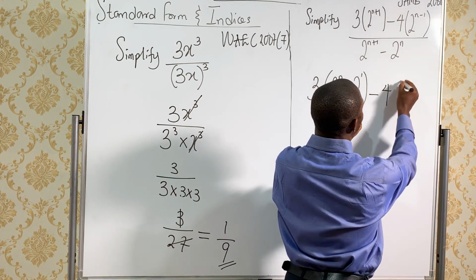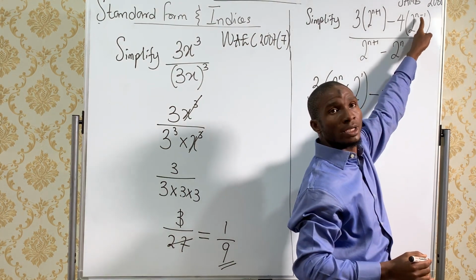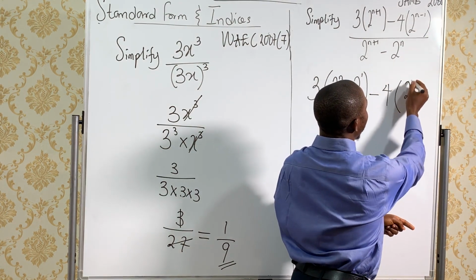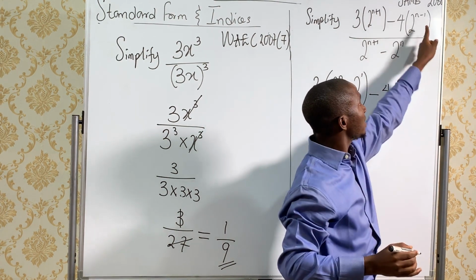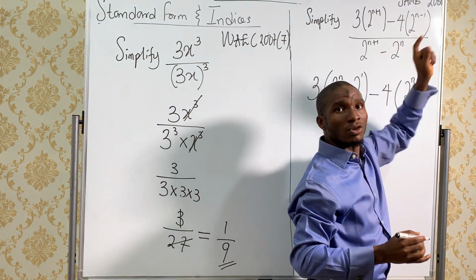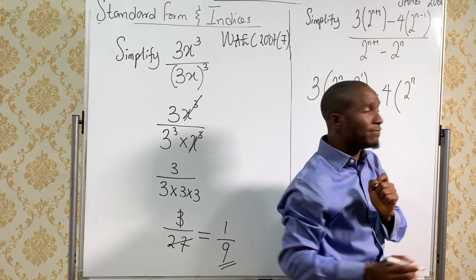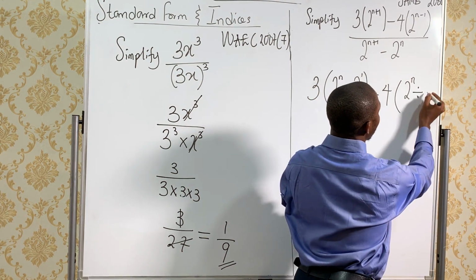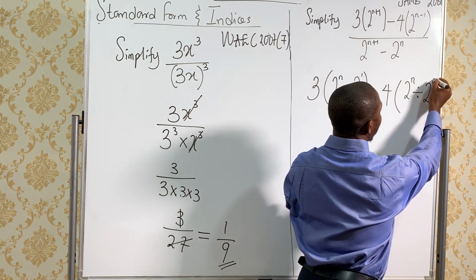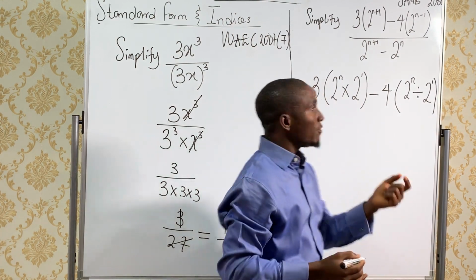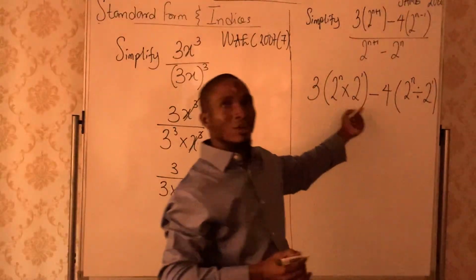Minus 4 into bracket. The same thing we do here. 2 raised to the power of n. Since it's negative, from our second law it means division. Then 2 raised to the power 1. Now, we've used the first law of indices here and the second law of indices here.